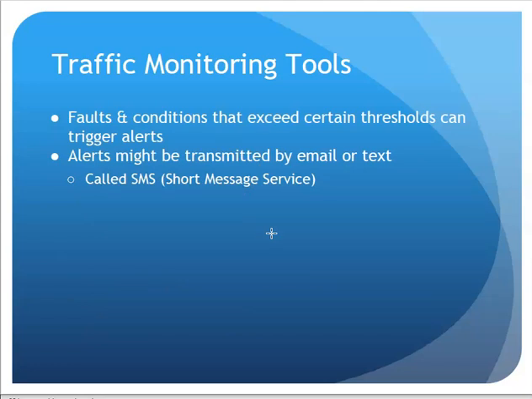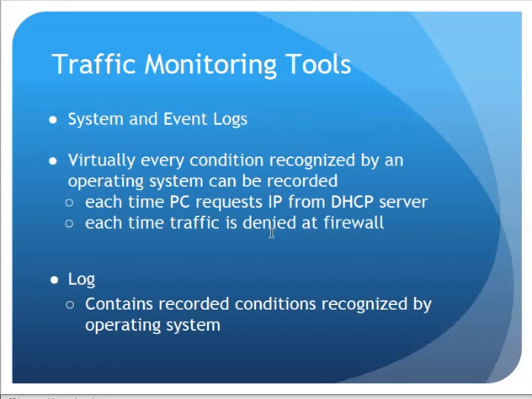Faults and conditions that exceed a certain threshold can trigger alerts. And these alerts can be transmitted by email or text message. These can be helpful to alert you that, hey, this condition has been met. Maybe you need to start checking on this area or this section or this device, especially if a device is shutting down or a port is shutting down.